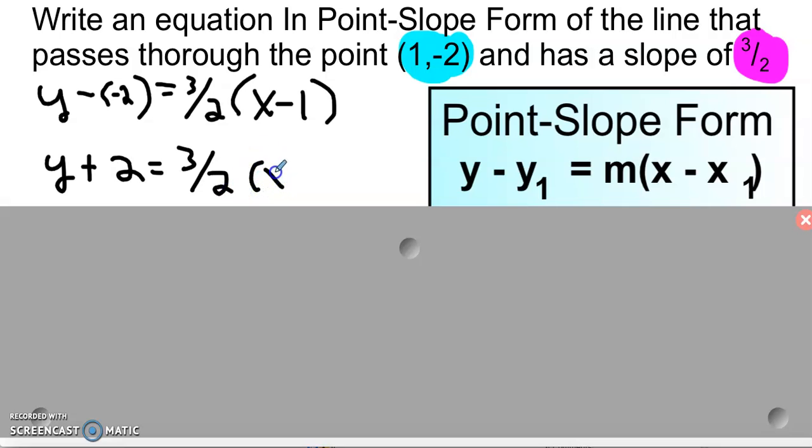times x minus 1. So really what you need to get from this section is just to be able to fill in the points to create this formula. And it'd be a good idea to have this formula written down in your notes right here. So you have that so that you know how to fill it in. All right.